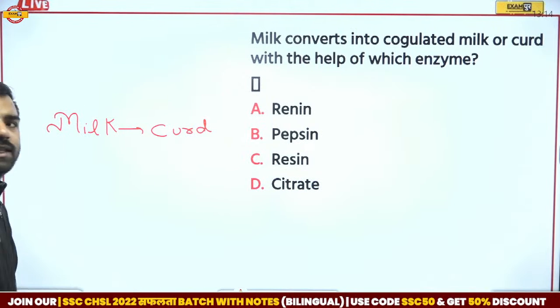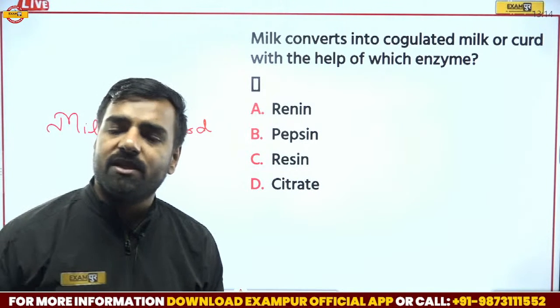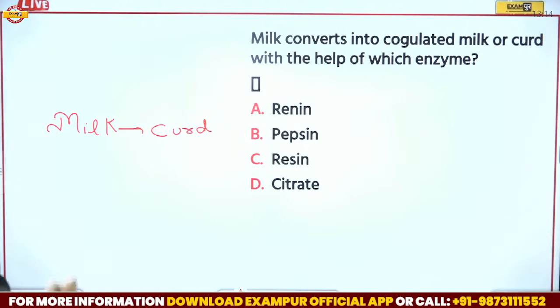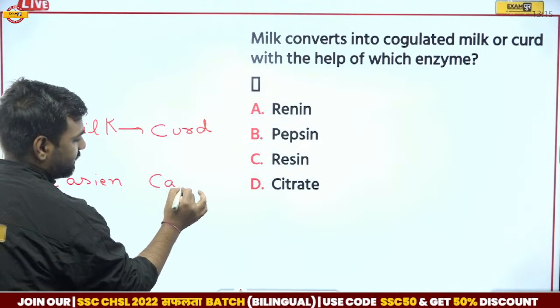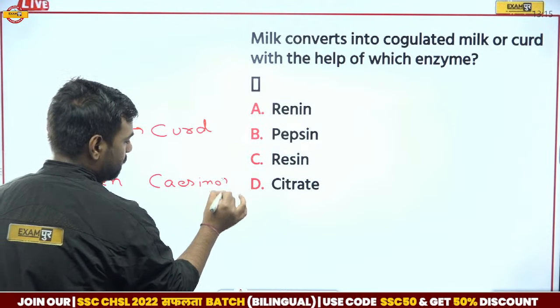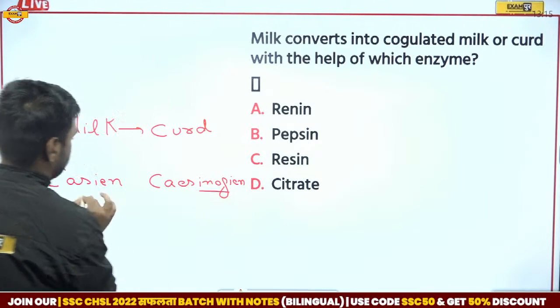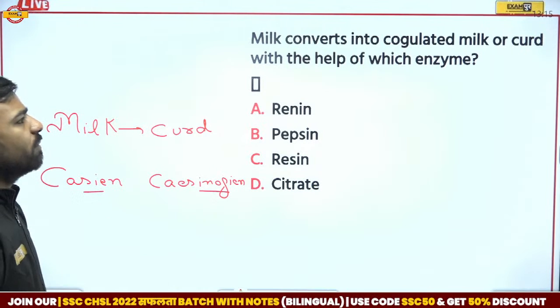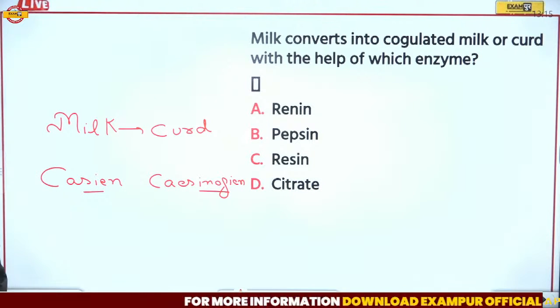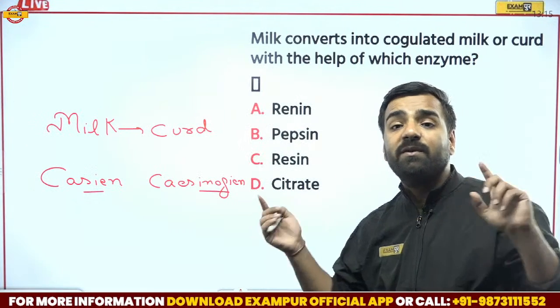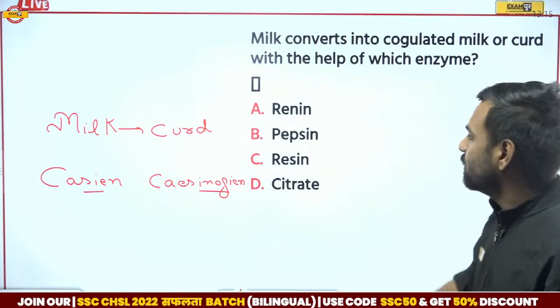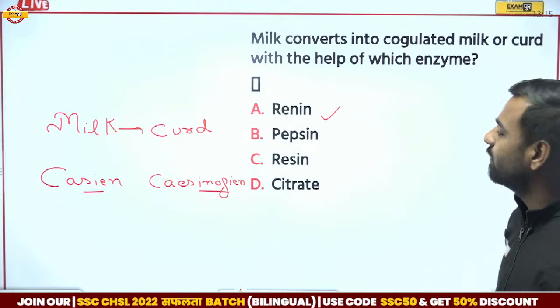Now if I talk about protein, this protein is asked in the examination. You must remember. Now what is that protein? That protein is casein. And this is caseinogen. This is asked in the examination. So yes, when we talk about this question, obviously the correct answer is going to be renin. If I talk about adults, we have HCl over there. So yes, the correct answer is going to be renin, right?